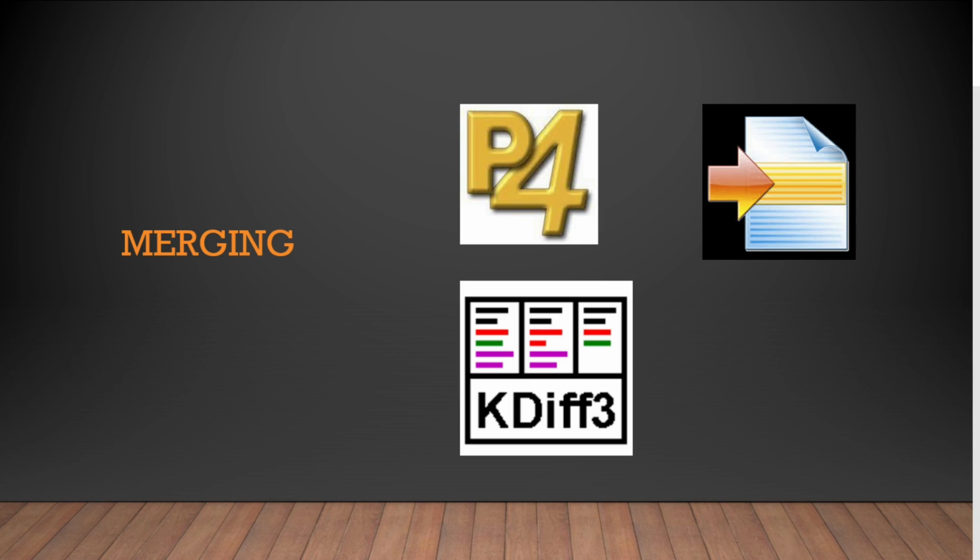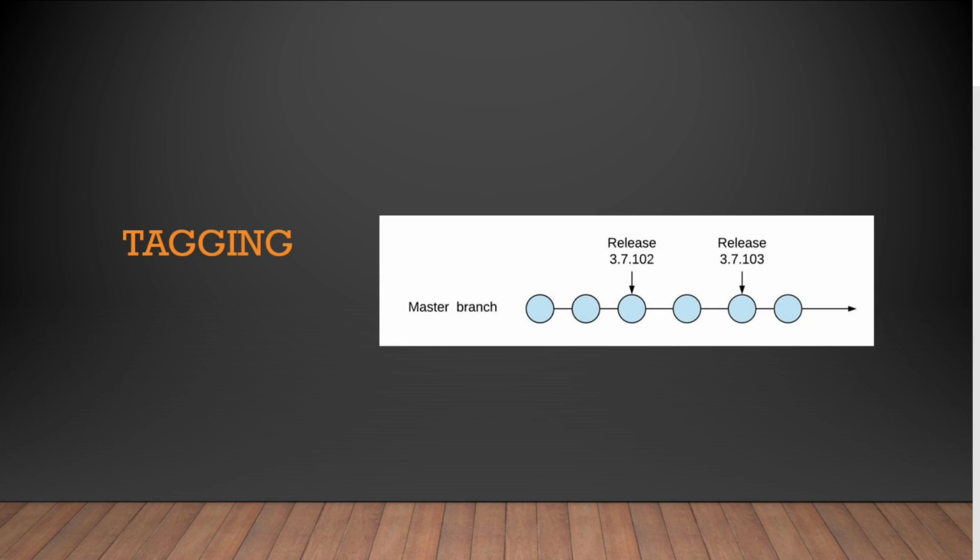Tagging. Tagging is labeling certain points in your repository. These points represent the points of release of your code. Typically, you would tag a certain commit with a build number of your release.